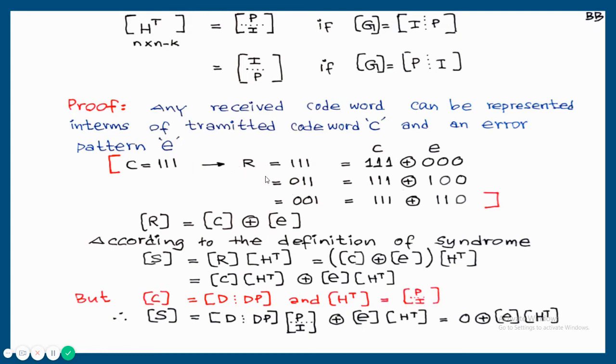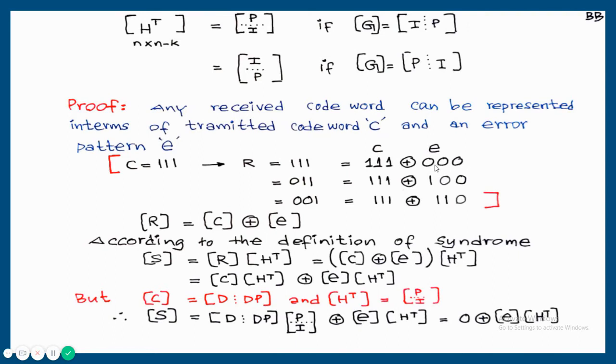One more example I am showing here. The received code is 001. There are 2-bit errors. This also can be represented using transmitted code 111 and an error pattern 110. If the received code is 000, the representation will be like this: 111 XOR 111. So how many ones exist in that error pattern? That many errors are there in the received code.